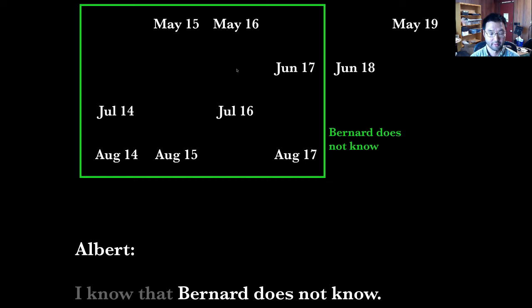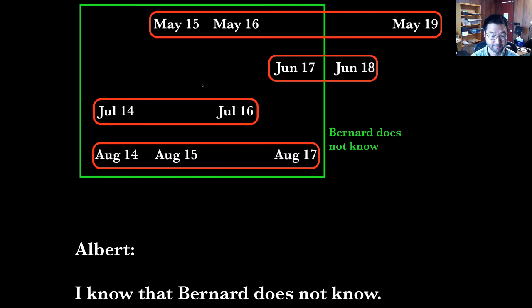All right. Now what does it mean for Albert to know that Bernard does not know? This is about Albert's knowledge, so we'll put Albert's bubbles up there. Remember, a person knows something when the bubble stays inside the event. You know an event when the bubbles stay inside the event. So at May 15th, Albert's bubble goes outside. So at May 15th, Albert does not know the event.